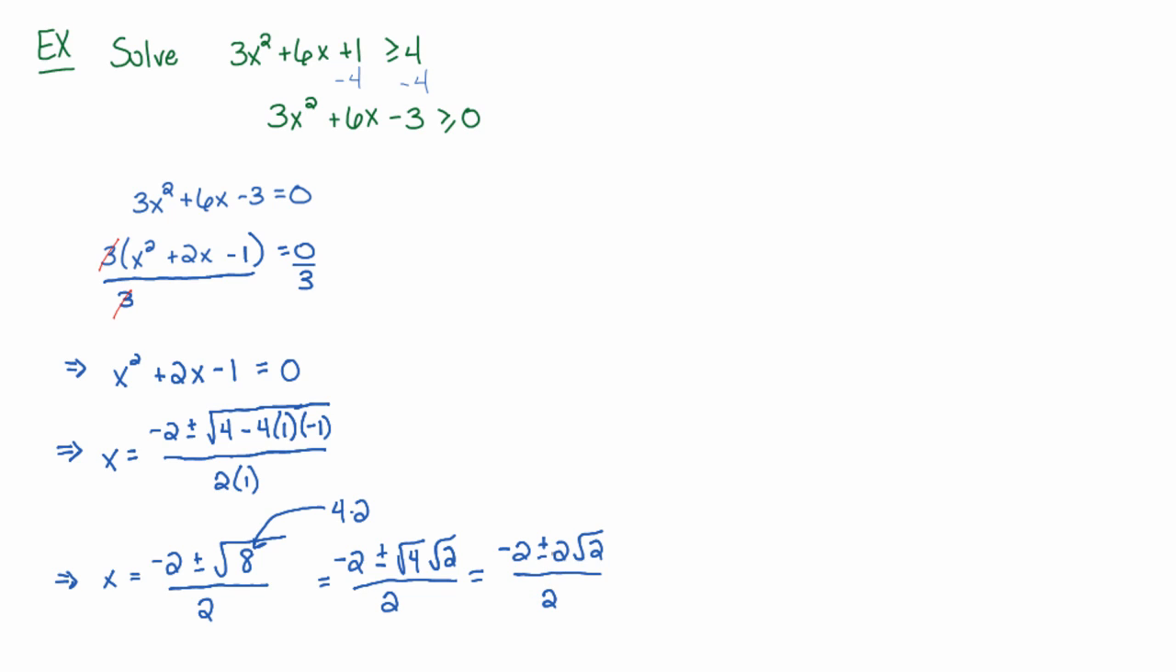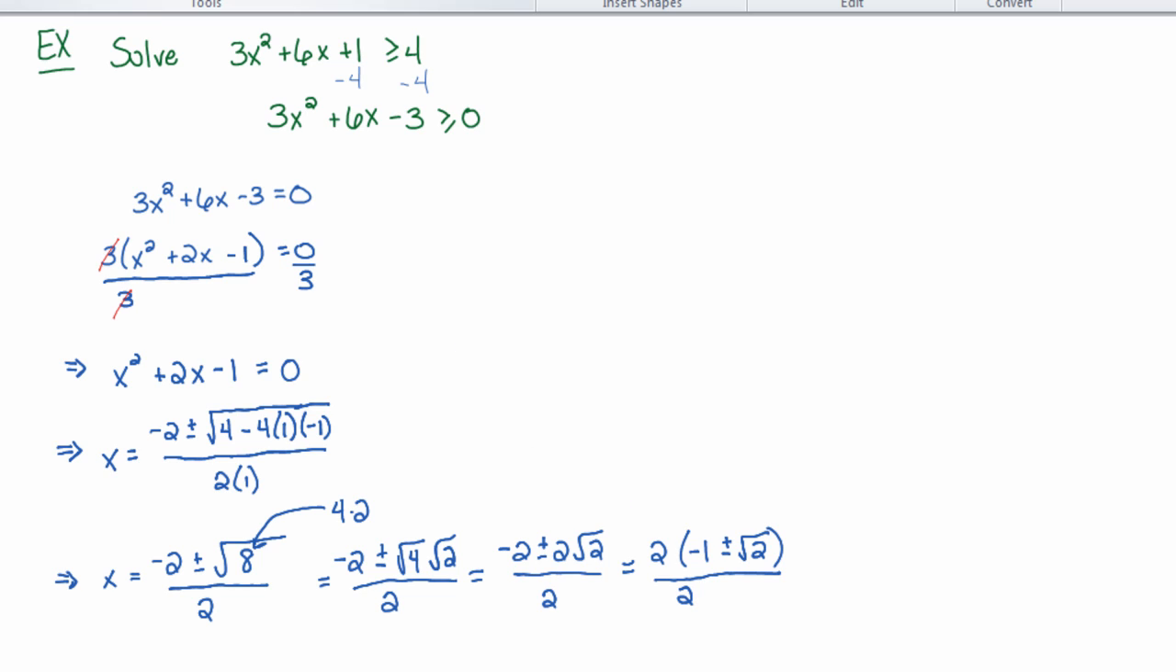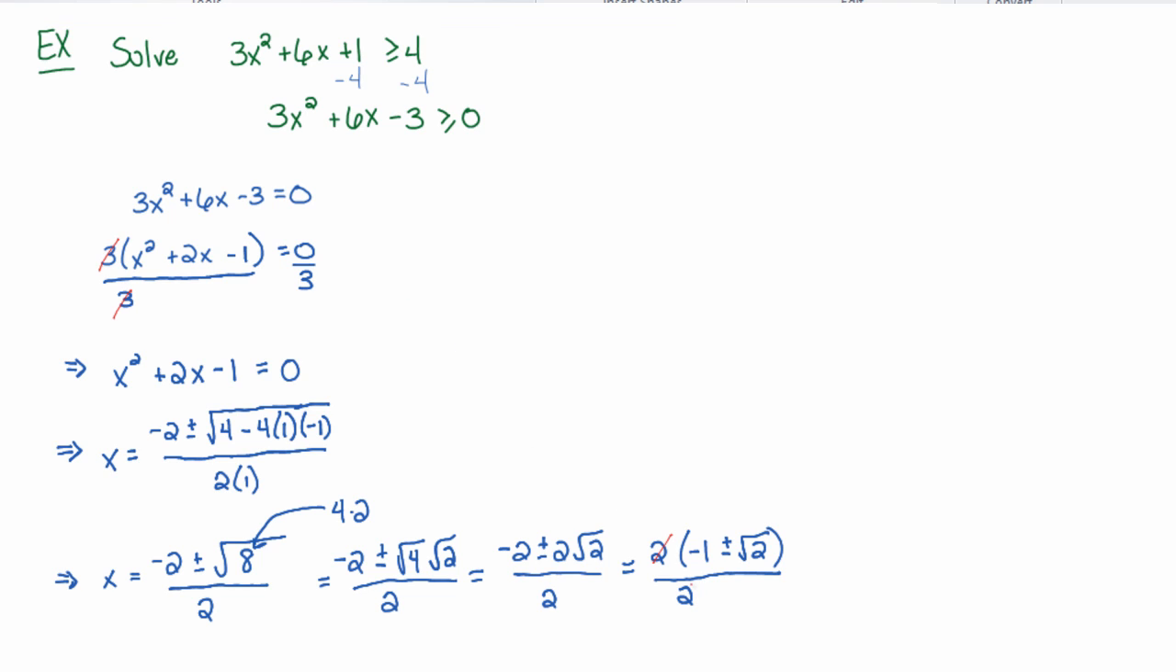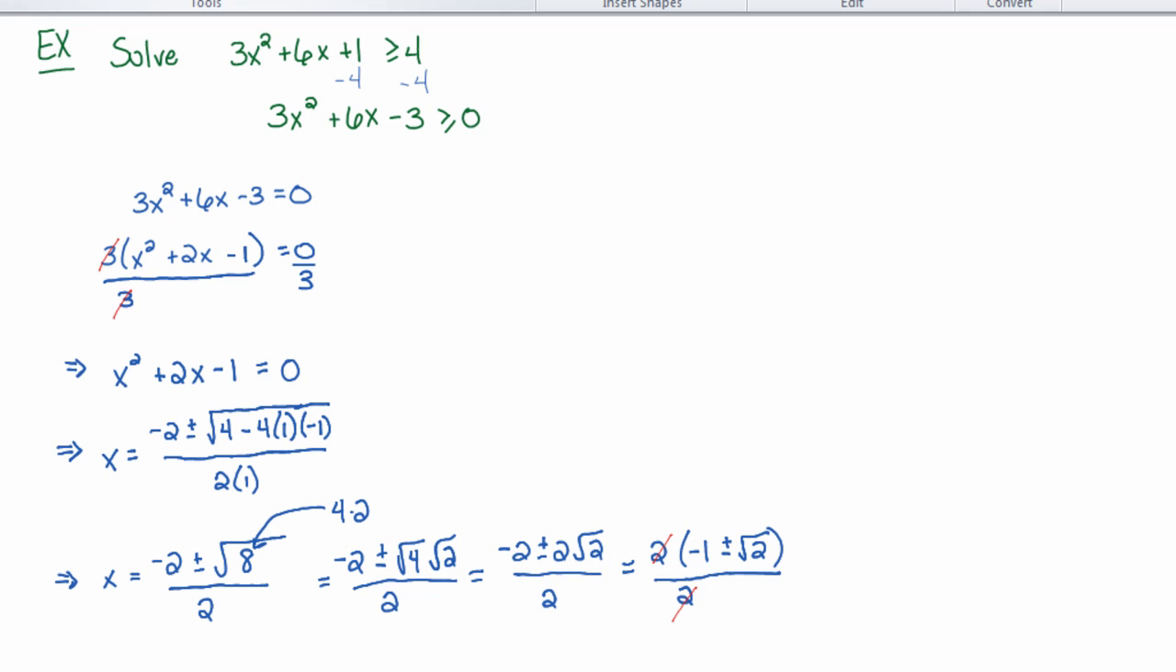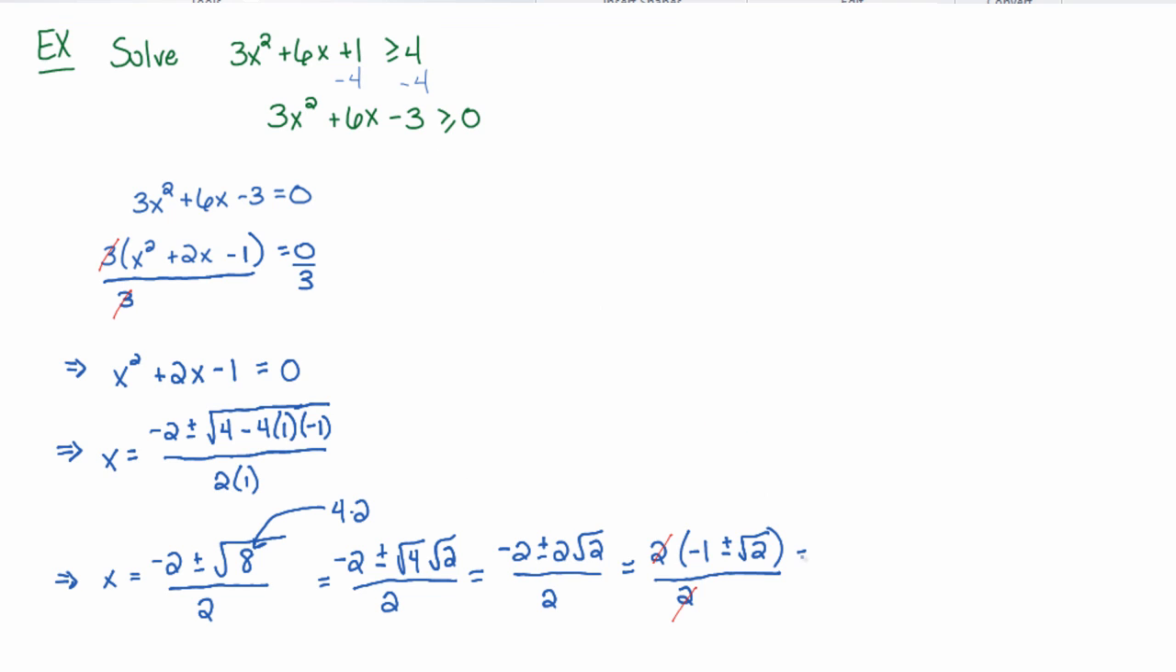I might as well just continue out here. Both the terms in the numerator share a number in common, the number 2. I'll factor that out front. I'm left with negative 1 plus or minus the square root of 2, all over 2. And those 2s are common factors we can cancel to turn into the number 1. So this will just be negative 1 plus or minus the square root of 2. What a mess that is.